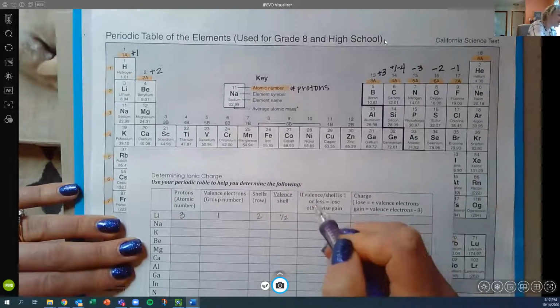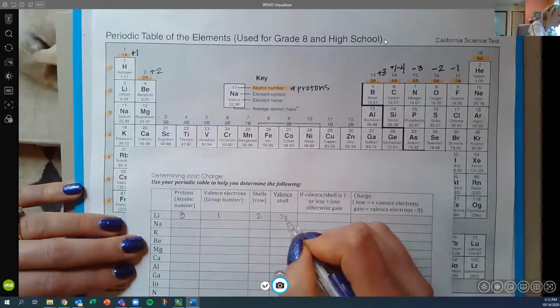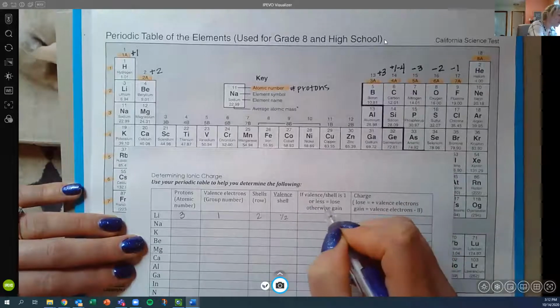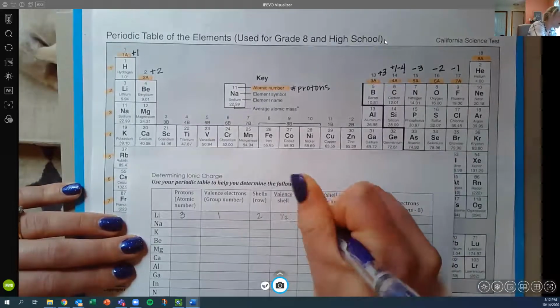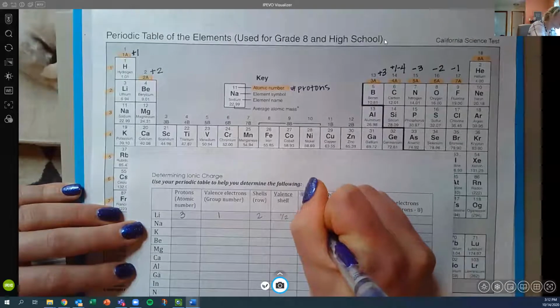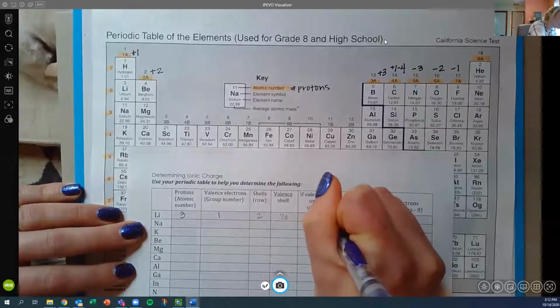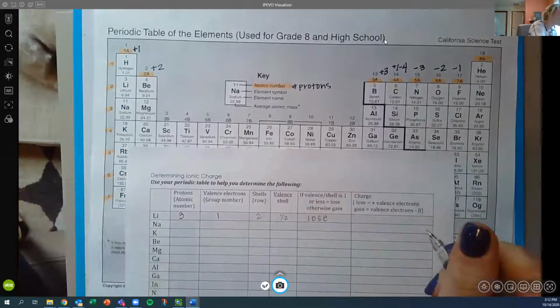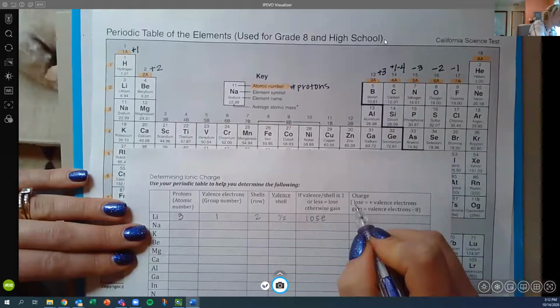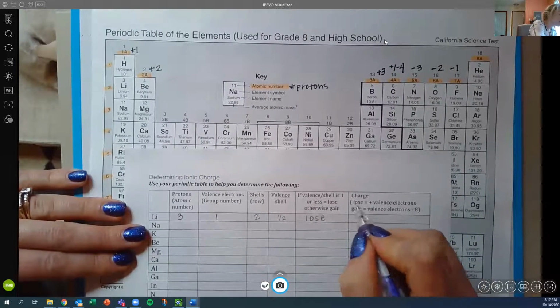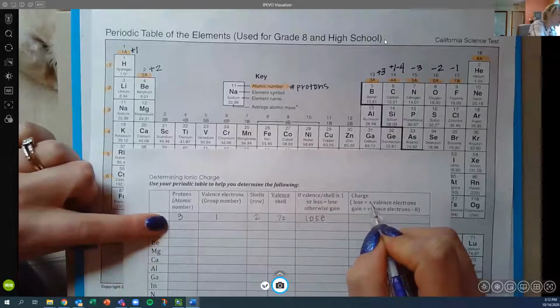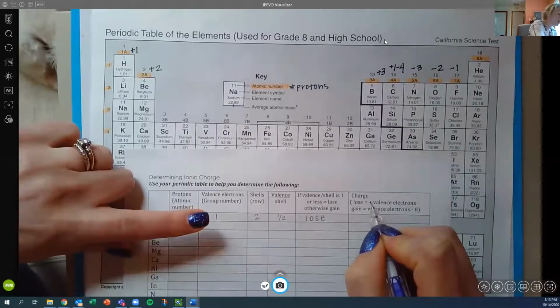And this column's asking me if that number, 1/2, is 1 or less. That means mine is going to lose electrons. So lithium will lose electrons. And if it's going to lose electrons, that means my charge is going to be positive however many valence electrons I have. So 1.